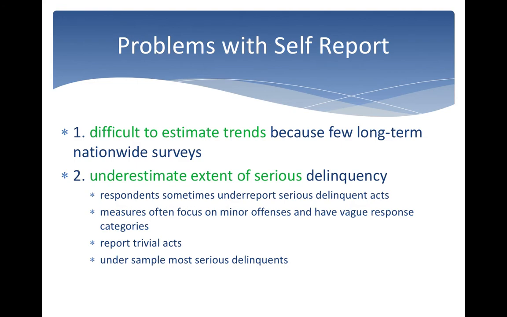So it can be difficult to estimate trends here because there's very few long-term nationwide studies. So a lot of times these are a snapshot, one period of time. And they also are going to underestimate the extent of serious delinquency. First of all, because juveniles tend to underreport that, but also most of these surveys don't focus on that. They focus on minor offenses and have very vague response categories. They also undersample the most serious delinquents. A lot of these are done in school, and the most serious delinquents are also most likely to be out of school or skipping school, so we're not catching their data in these surveys.